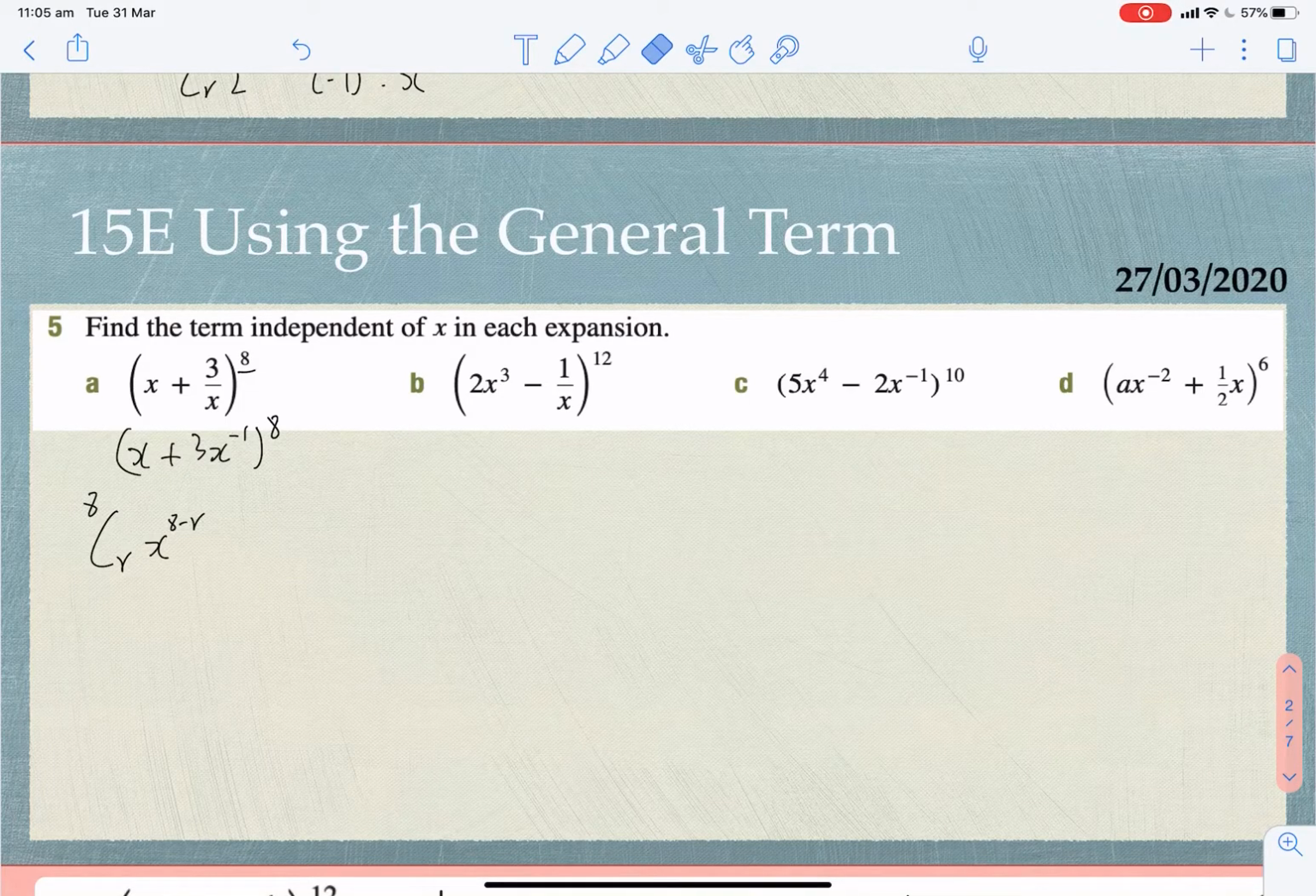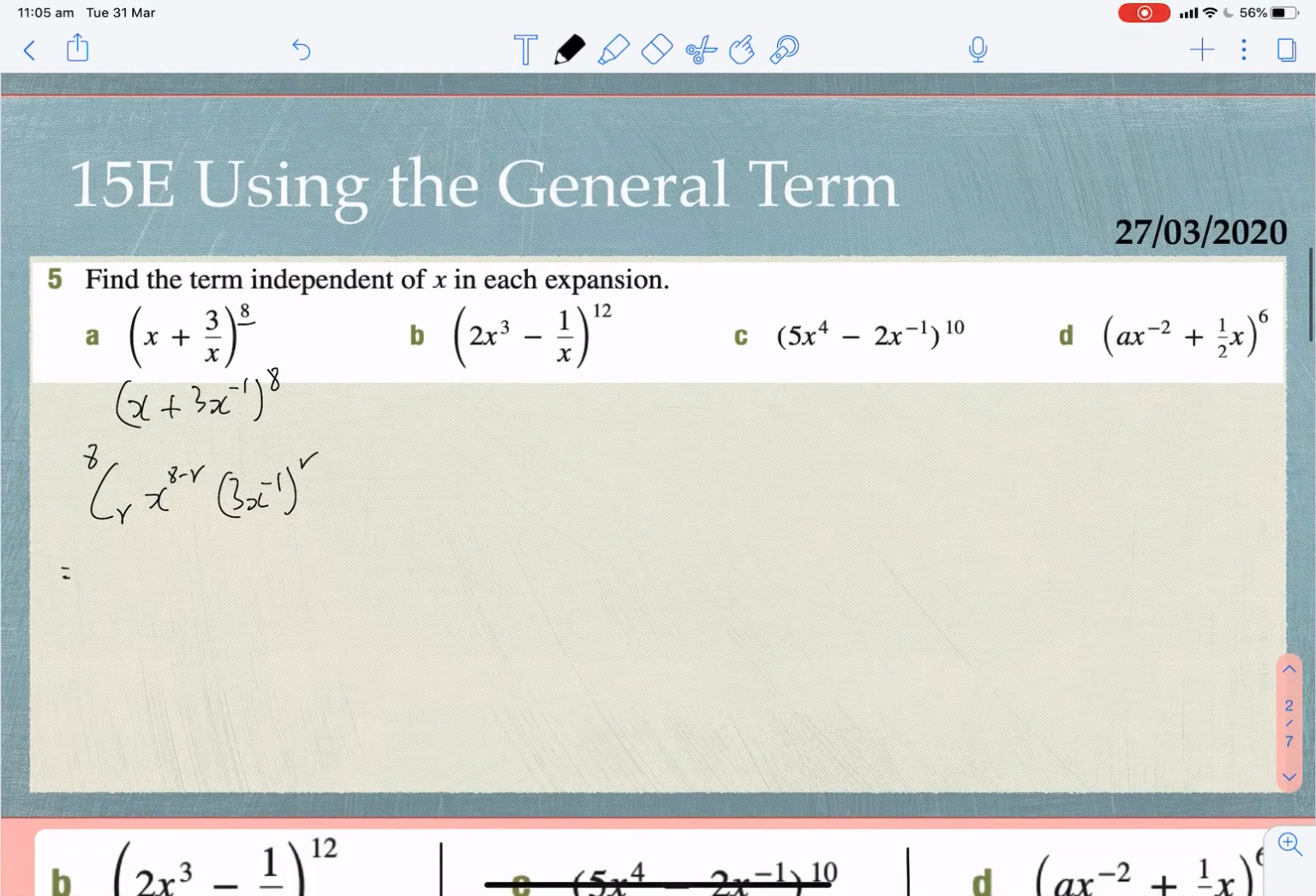It's like machines everywhere. Anyway, so the first term is x. The second term will be 3x to the power of negative 1, yeah? To the power of r. Now we can simplify this bit. Some of these on the bottom.